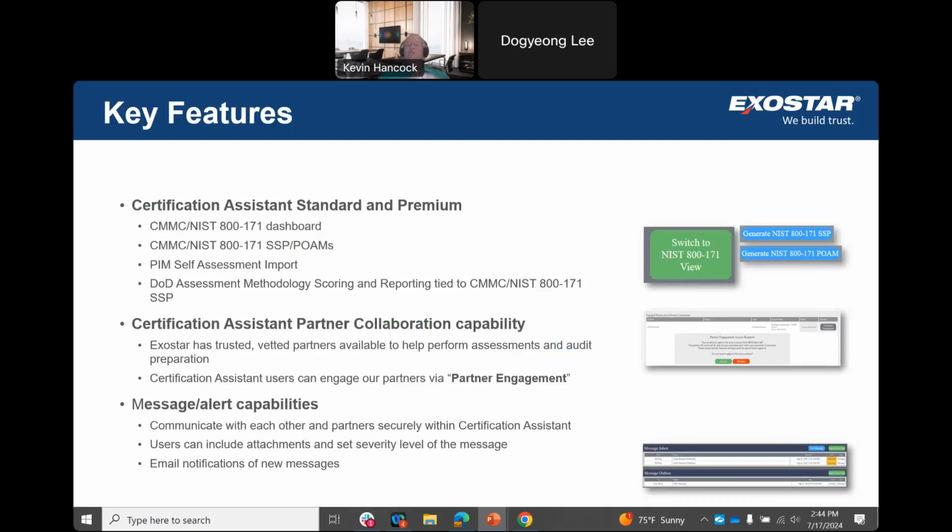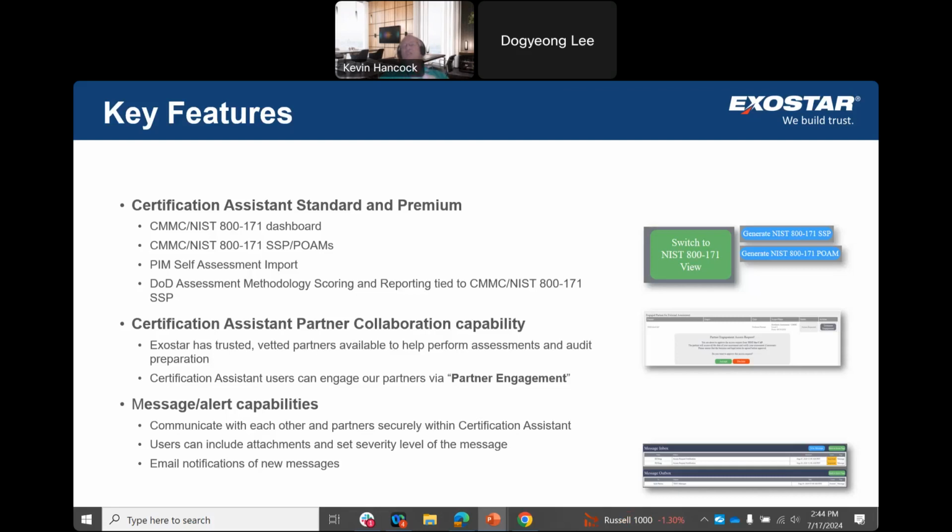So there are different versions of Certification Assistant, standard or premium. There are partner collaboration capabilities within it. Exostar has a network of partners out there. If you want to engage with an MSP, MSSP, somebody to do a readiness assessment, etc., or you need help with an implementation of a particular control, you can invite those Exostar partners into your instance of Certification Assistant so they can work with you on those controls.